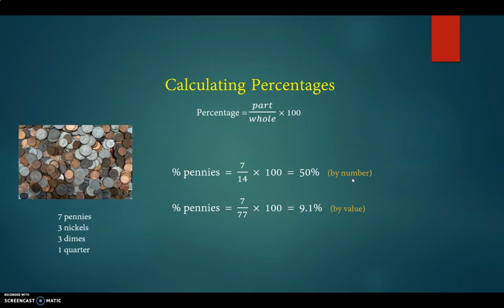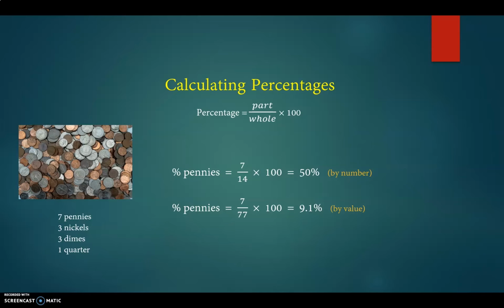We could do it by number. We could count the pennies, and there are 7. We could count all the coins, and there's 14. And based on that, we get 50% pennies. So based on the number, pennies is the greatest or largest component of my change.